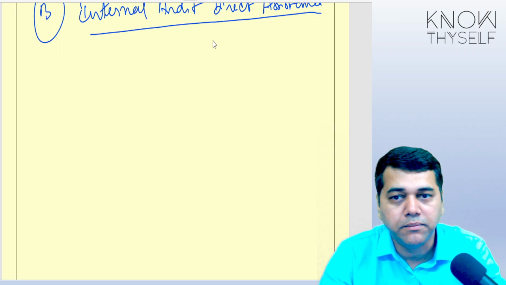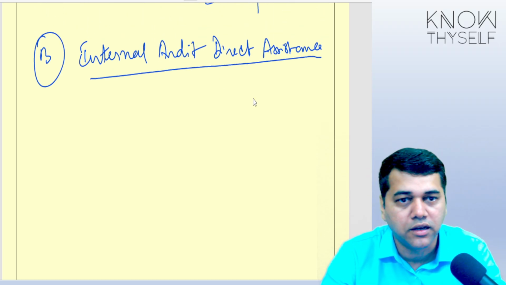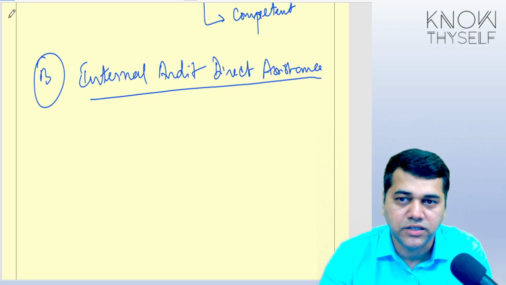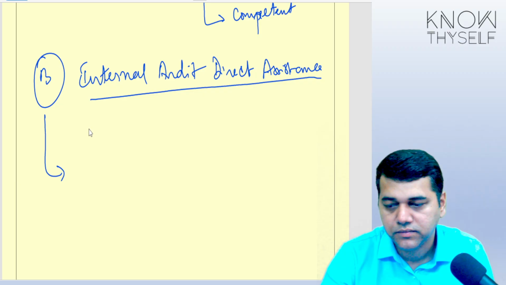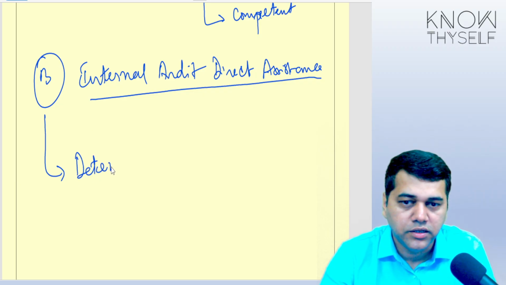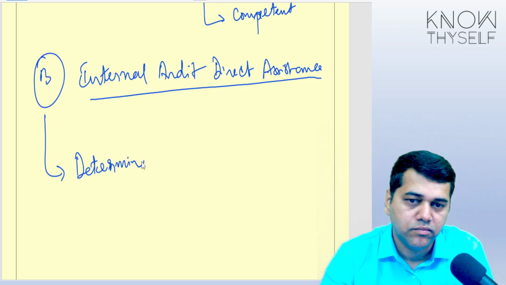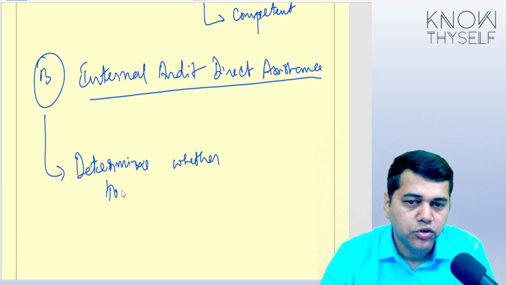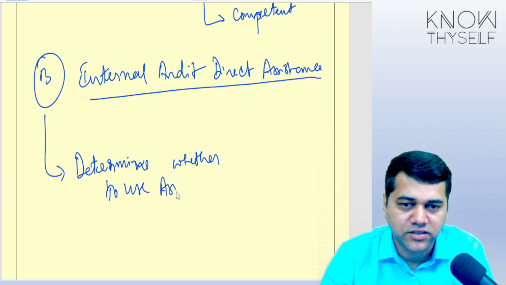So go back to mind map. So we have written external internal audit direct assistant. The first factor you need to consider, determine whether to use assistant.